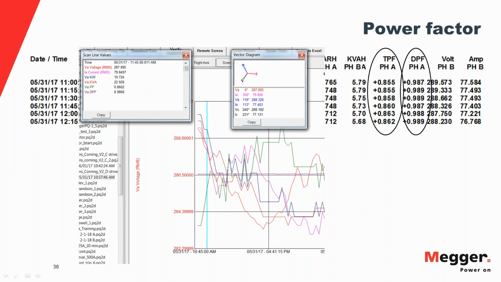Let's look a little further and pull up the phase angle information. If you look at the phase angle difference between the voltage and current on the A phase, for example, we see a phase angle difference of 10 degrees. The displacement power factor is the cosine of 10 degrees, which is pretty close to unity, 0.98, 0.99. But the true power factor is determined from the ratio of the real power to the apparent power, and that's how you get the value of 0.86.